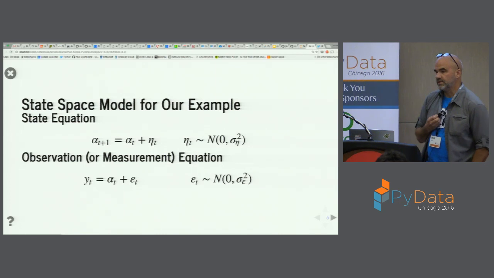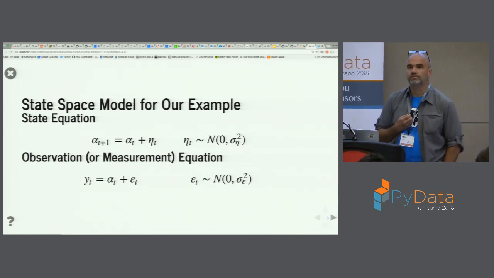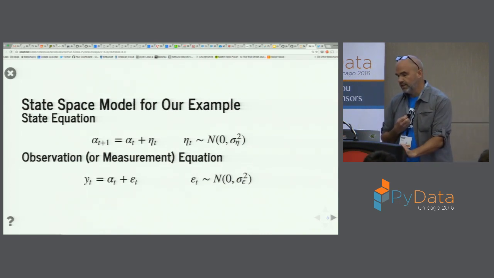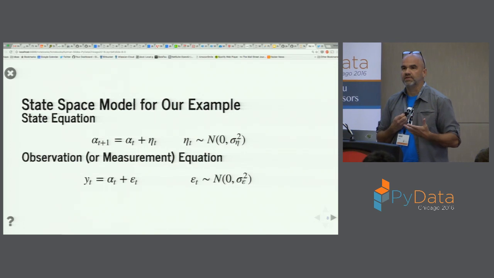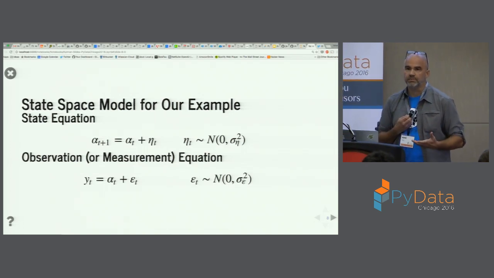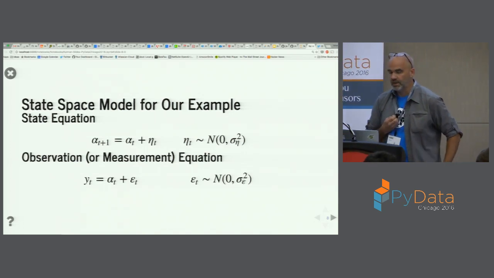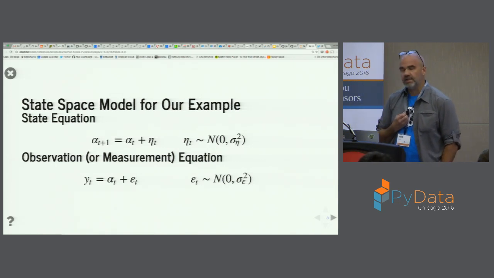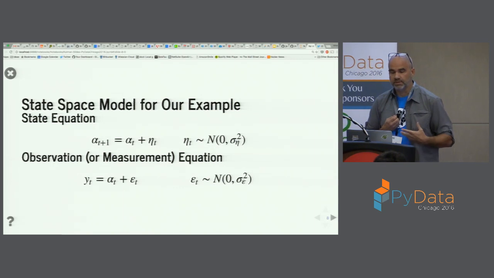This example is actually a very simple version of what's called a state space model. This is called the local level model, but basically all state space models have this idea of there being a state equation and an observation equation, or sometimes called a measurement equation. That first equation that described the random walk is our state equation, and the second equation, which describes that series plus the noise, is the observation equation.